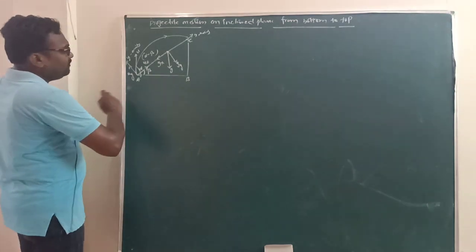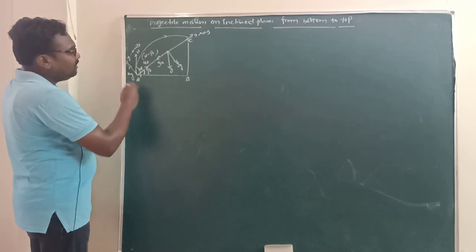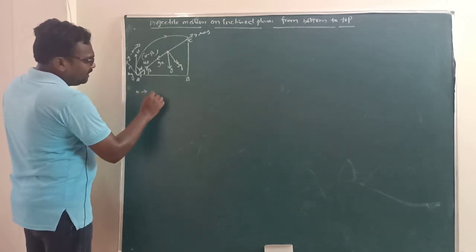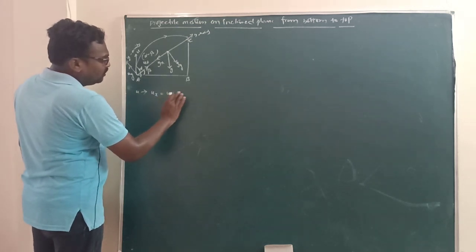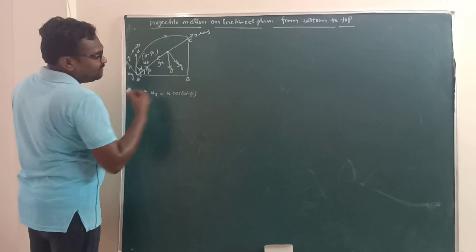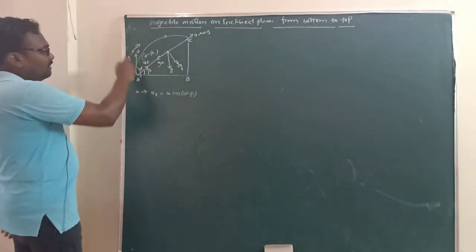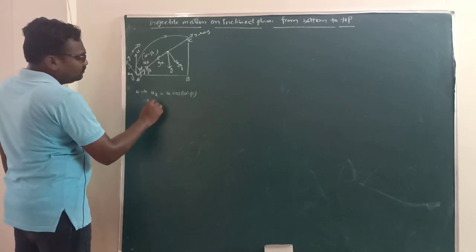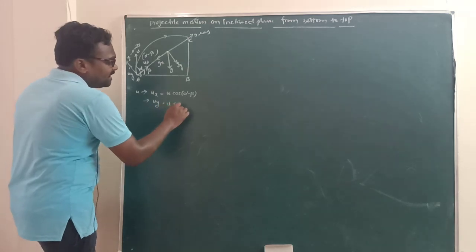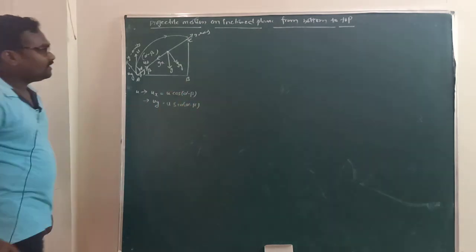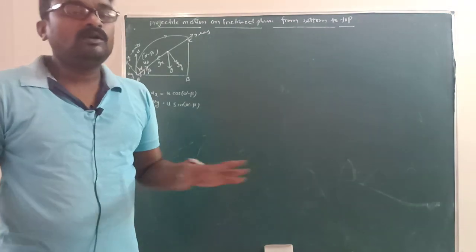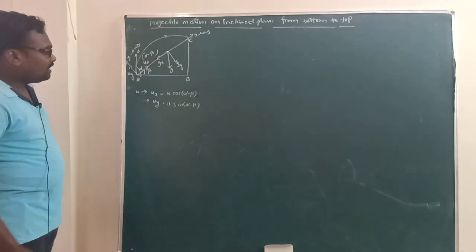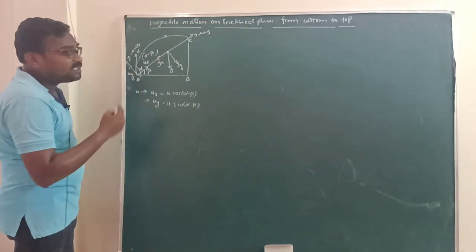Taking AC as the inclined plane, the initial velocity u can be resolved into two components. ux is equal to u cos alpha minus beta. This is the x-axis, and this is the y-axis. Along the y-axis, the component is u sin alpha minus beta. So the initial velocity is resolved along x-axis and y-axis, meaning along the incline and perpendicular to it.